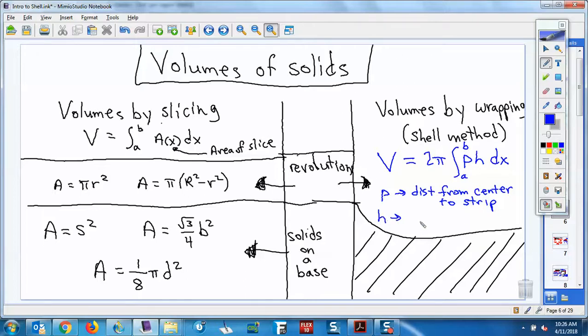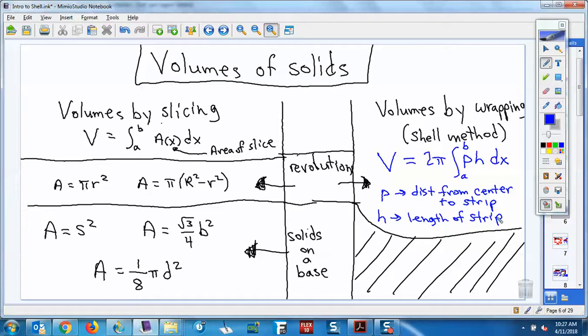And H is the length of the strip, which is what we've been doing all along in all of these problems, right? The length of our strip has been our big R and our little r, or it's been our B, or our diameter of our semicircle, or our base of our equilateral triangle, or one side of the square. It's the length of the strip. So the only new thing we have to consider here is this thing called P, the distance from the center to the strip. But it's a very simple little formula.